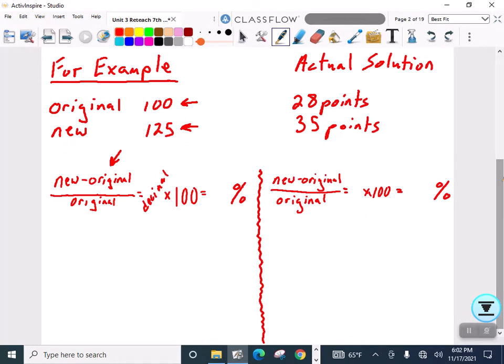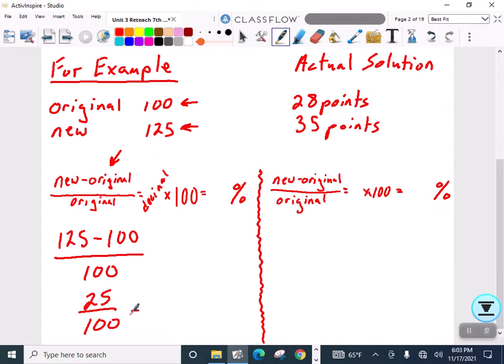So the new is $125. My original was $100. I'm going to divide by my original amount. So what that's going to be, it's going to be a difference of 25 over 100. That decimal equivalent is 0.25. Now I'm going to take that decimal, multiply by 100, and that tells me I had a percent increase of 25%.